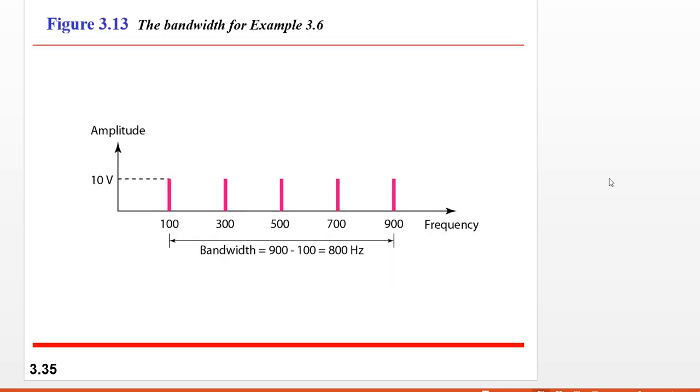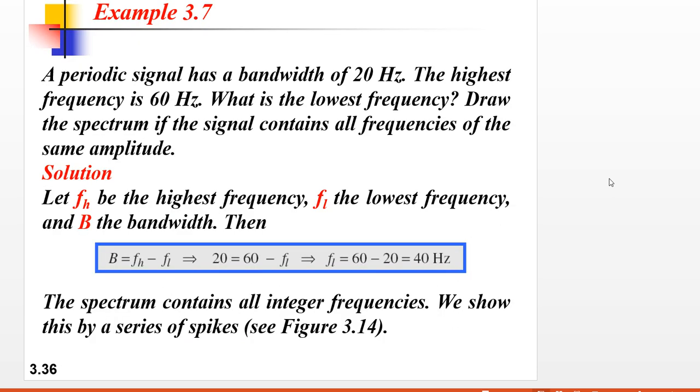If you draw the spectrum for this, you will get the spectrum like this. Frequency domain drawing you can draw, that becomes the spectrum. 100, 300, 500, 700, 900, the amplitudes are all the same, so all are having the same height. So this is the bandwidth spectrum. Hope you got the idea of bandwidth.